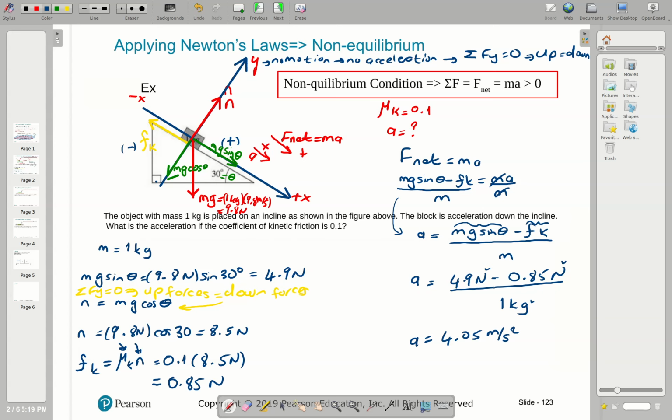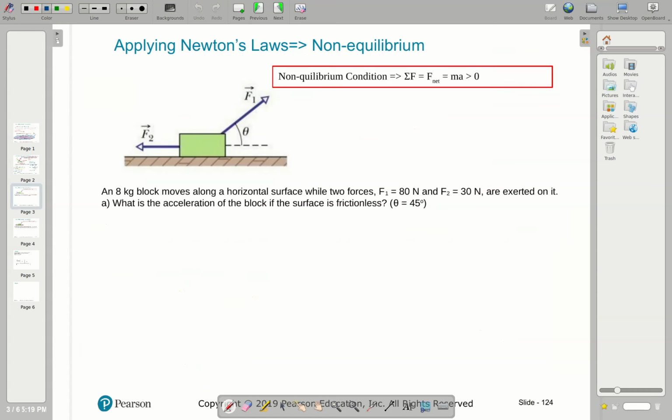That's one example, non-equilibrium. Notice again here, along Y we have equilibrium still. Forces cancel each other because there is no motion along Y. Along X we have change in speed, acceleration, so we are in non-equilibrium or dynamic equilibrium.